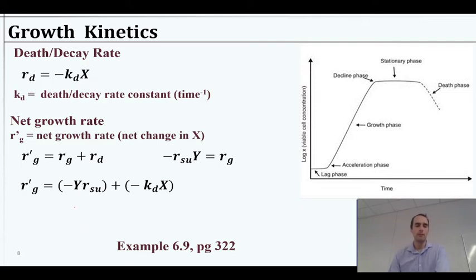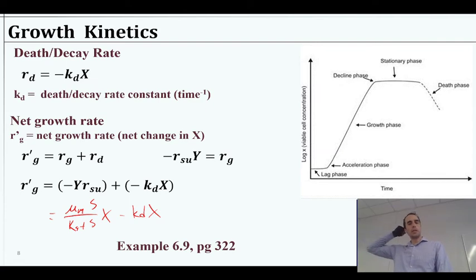We could leave it, for example, as mu max S over Ks plus S times X minus kd X. Right? We can leave it that way, or we can account for the substrate utilization. So whichever one we need.